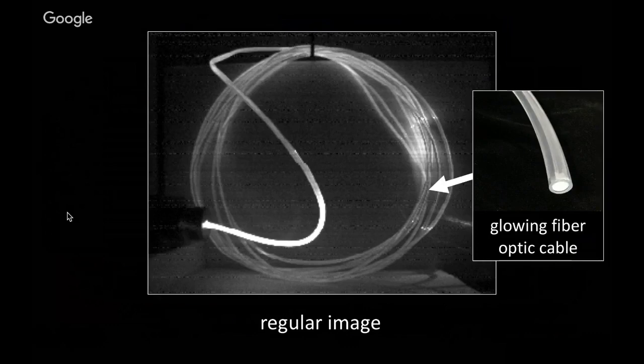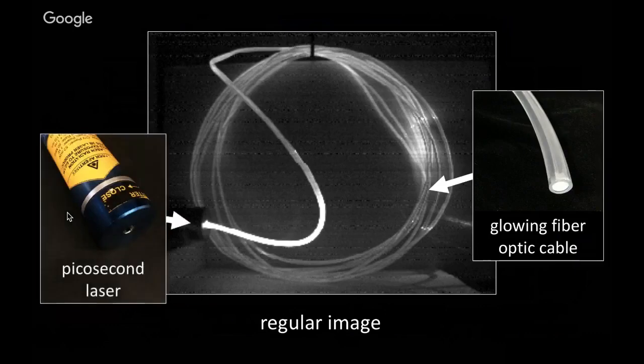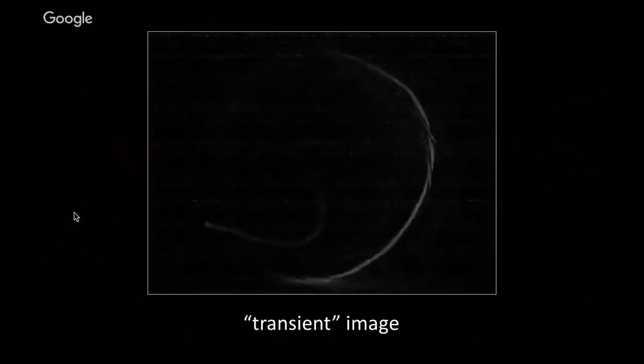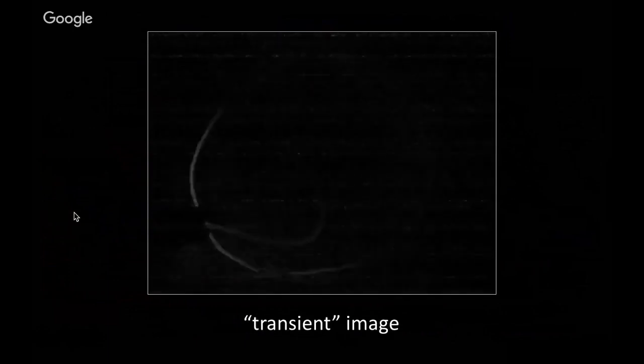It's designed to light up when you put a light source on one end. So we attached a picosecond laser to one end, and that lights up the entire cable. Now, using our SPAD sensor, we can measure not just the intensity at different points within the scene to produce this regular image, but we can also measure the time it took for light to travel through the scene from the picosecond laser through the fiber and to our camera. And this video sequence shows exactly that.